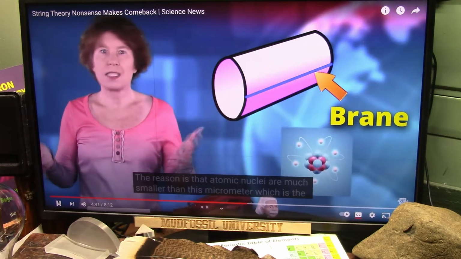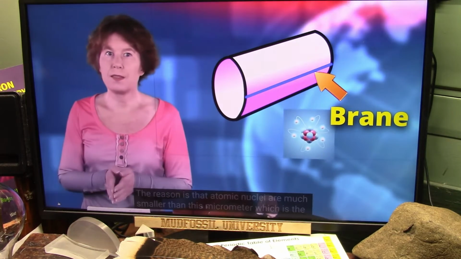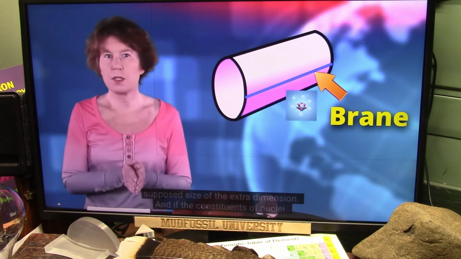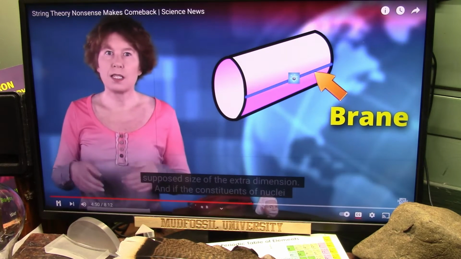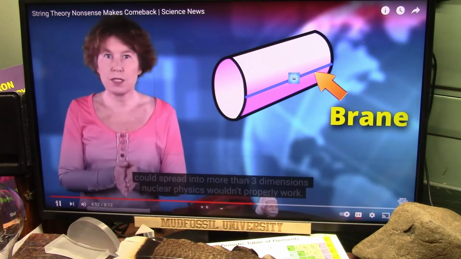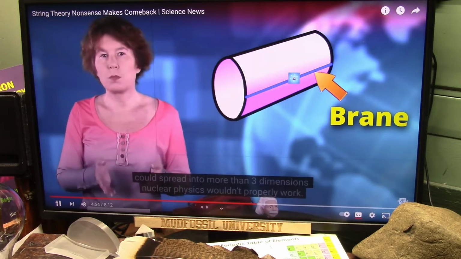The reason is that atomic nuclei are much smaller than this micrometer, which is the supposed size of the extra dimension. And if the constituents of nuclei could spread into more than 3 dimensions, nuclear physics wouldn't properly work.